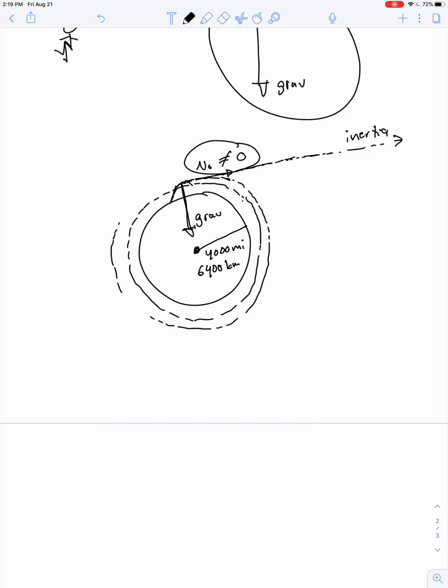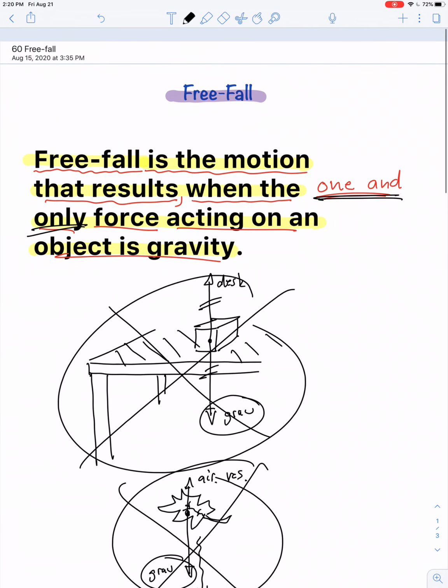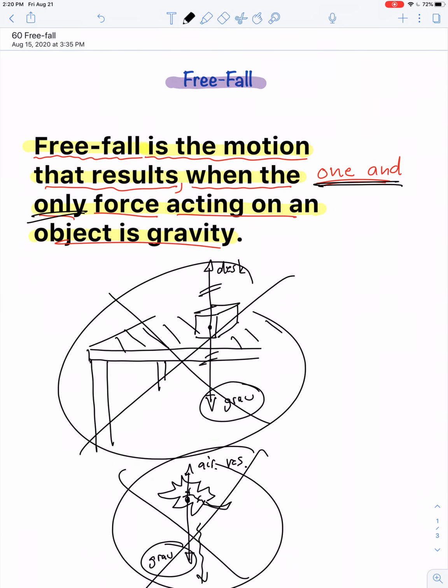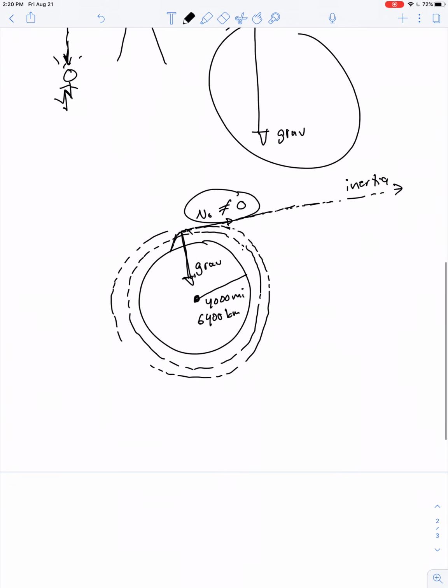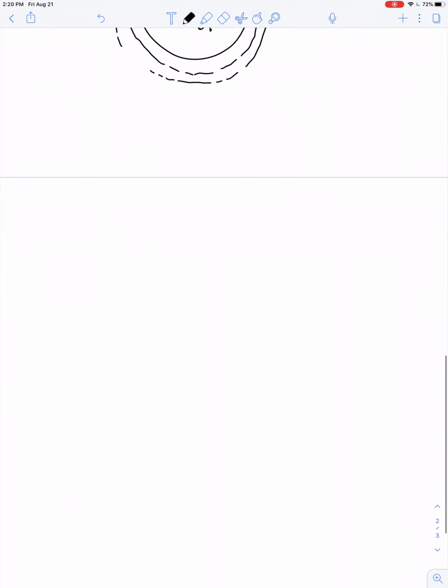Again, gravity is the only force that's acting, but the motion certainly isn't in a straight line, right? So free fall, notice the definition doesn't say, we didn't have to add in here, free fall is the straight line motion, because it's not. The motion that results doesn't have to be in a straight line. It could be circular. Objects in orbit around a planet are in free fall. It could be in a straight line. It could also be in a parabola.